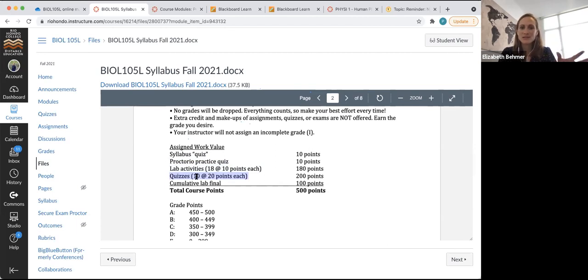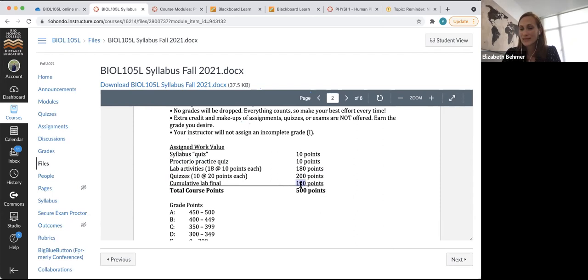This is kind of subject to change because, depending on what the lab activity is for that week, I most likely will have a quiz for most of your labs. And there's 18 of them. So this might be a little bit more, and I might drop down the point value for each to try to keep it around only 200 points for lab quizzes.